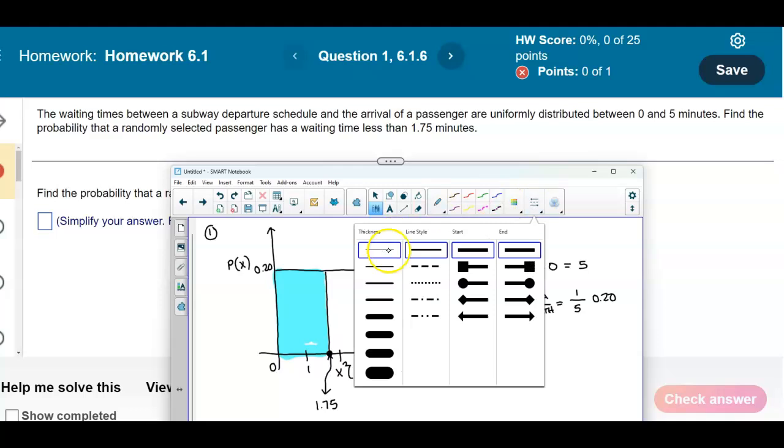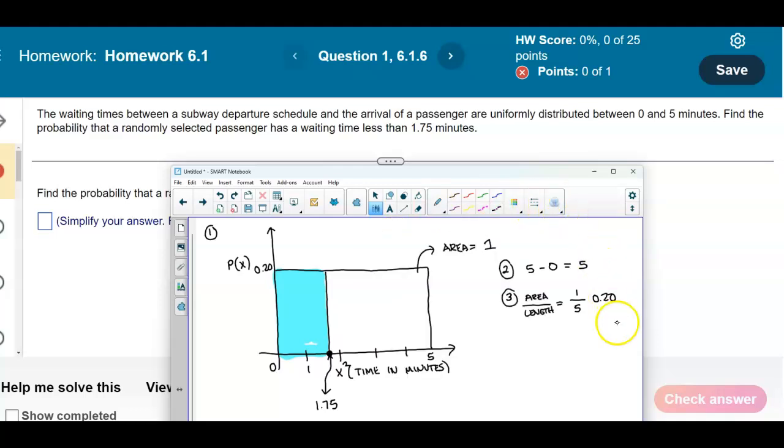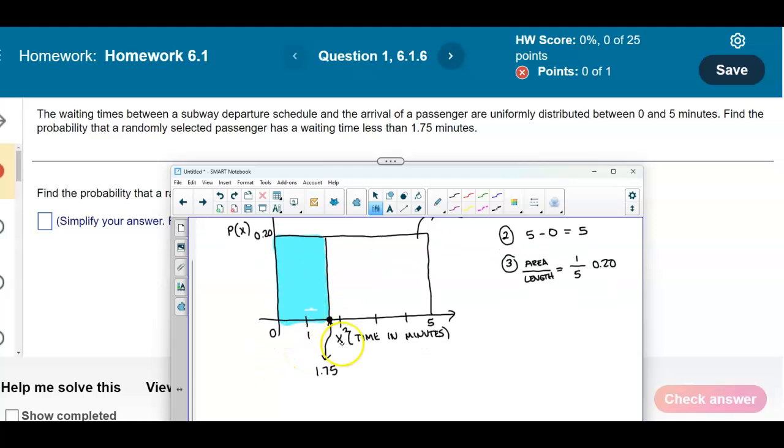Now, because the total area under the curve equals 1, there is a correspondence between area and probability, which is what we see here. Therefore the desired probability can be found by determining the area of this region. To find this area, we need to know the length of the shaded region, which is 1.75, and we also need the height of the shaded region, and the height is 0.20.